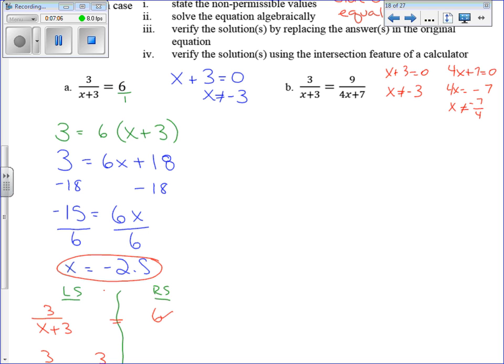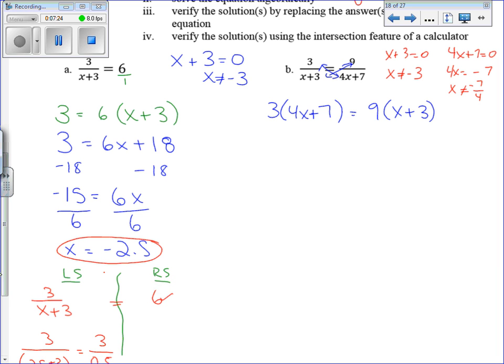And I'm just going to cross multiply. So 3 times 4x plus 7 equals 9 times x plus 3. Then 3 times 4x is 12x, 3 times 7 is 21. 9 times x is 9x, and 9 times 3 is 27.